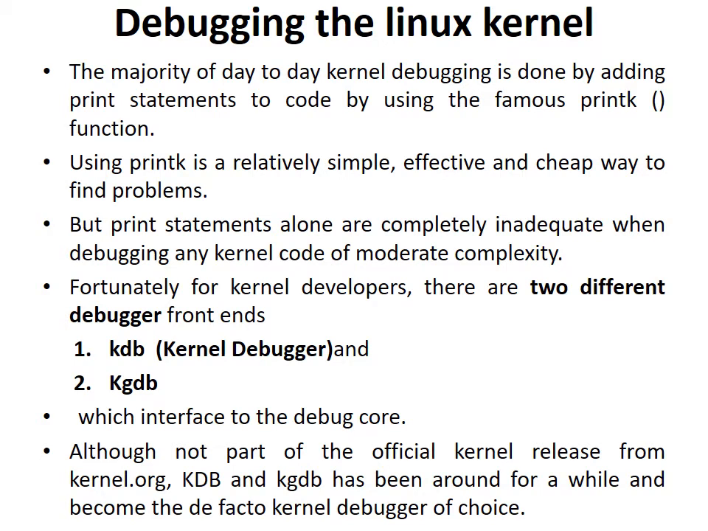If you are talking about debugging in Linux, the majority of kernel debugging is done by adding print statements to the code using the famous printk function. Using printk is a relatively simple, effective and cheap way to find problems. But print statements alone are not completely enough when debugging kernel code of moderate complexity. Fortunately, we do have two different types of debugger: one is KDB, the kernel debugger, and the second is KGDB.